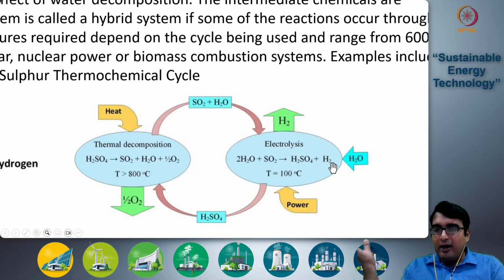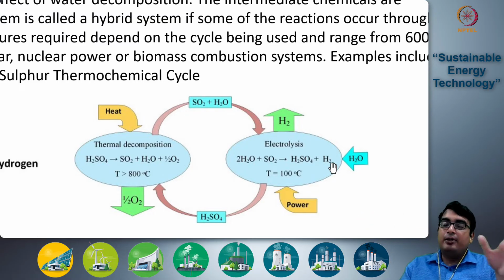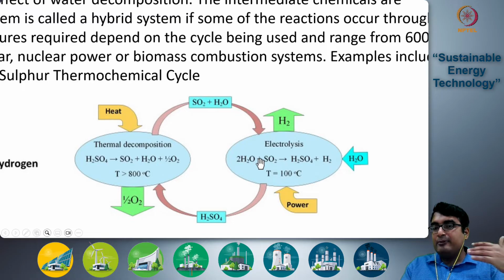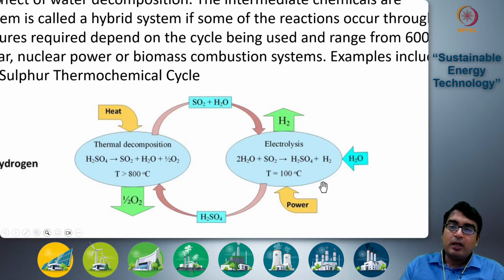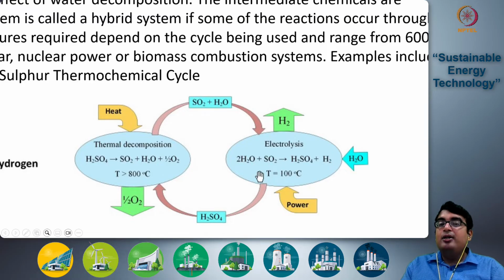So there will be 2 half cells. One half cell will be generating the hydrogen by splitting water vapor. In the other reaction, electrons will be used, and the sulfur dioxide will be converted to H2SO4. And here the electrolytic cell usually works at 100 degrees centigrade. So the water is coming in as steam. Alright. So this is a high temperature electrolytic cell and this is high temperature thermal decomposition.